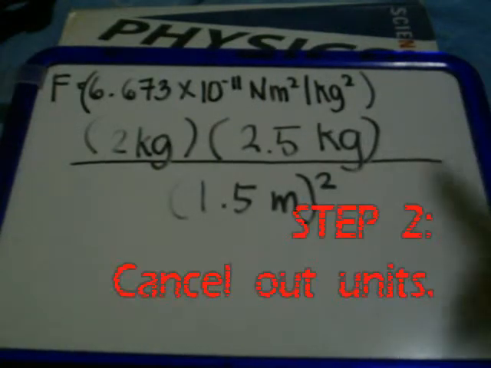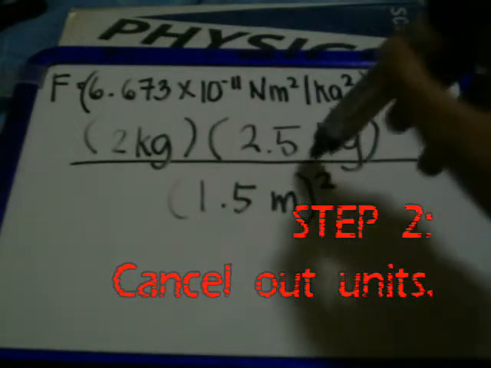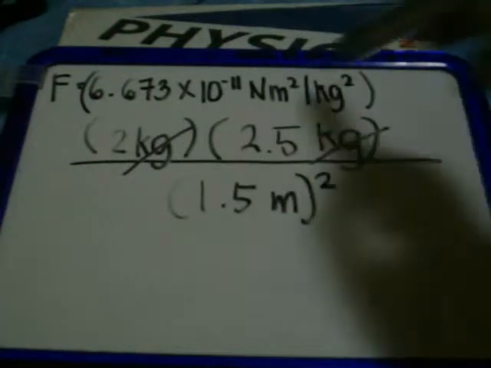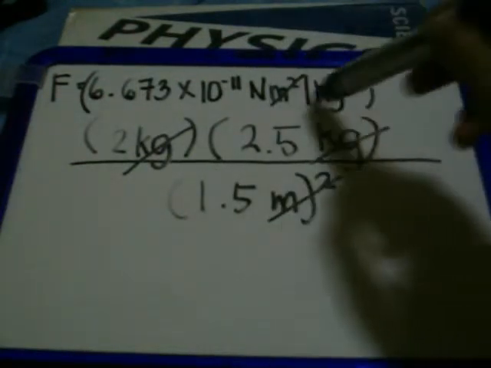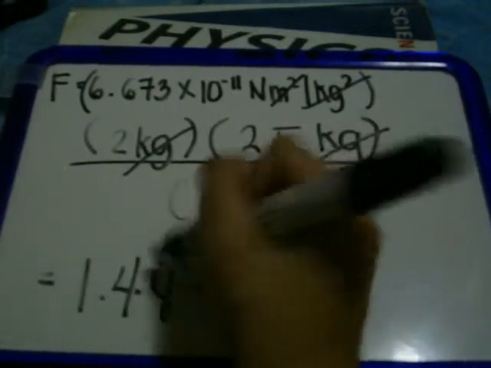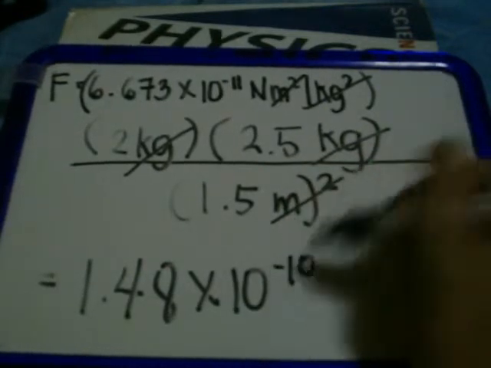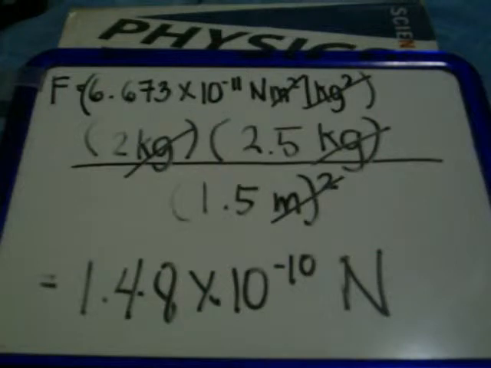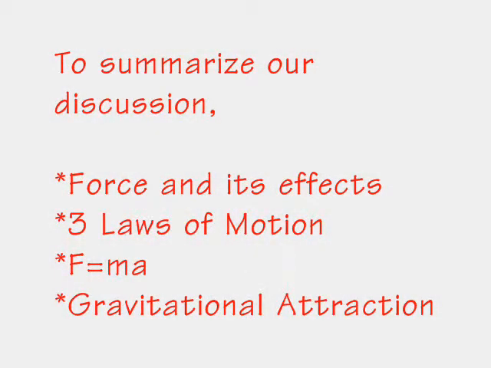Next, cancelling off the units, then solve for the gravitational attraction, which is 1.48 times 10 to the negative 10 Newton. To summarize our discussion, we had force and its effects, the three laws of motion. We need to remember that force is equal to mass times acceleration, and gravitational attraction.